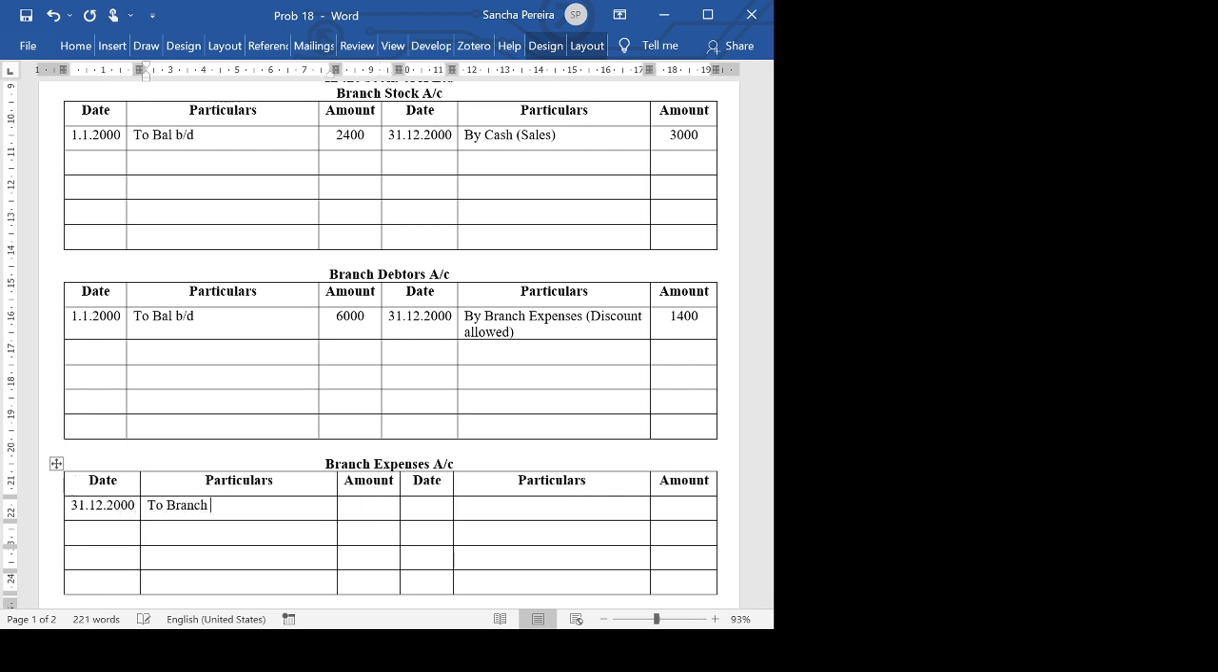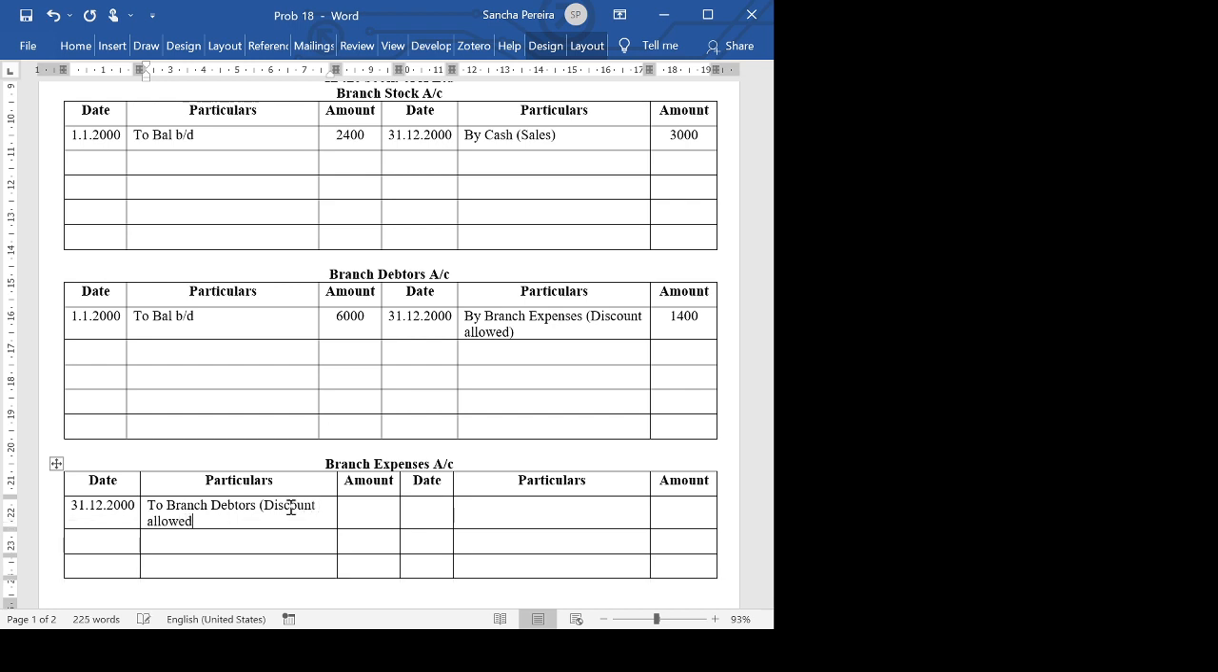So this is one thing you need to learn in this method, especially these kind of postings where they come in two accounts. You need to post it accordingly. I can't just say to discount allowed here. If it's going to come in both these accounts, I need to post it this way. So branch debtors, this is again just in brackets. Why I write this? So that you know what is the expense. So this is discount allowed 1,400.